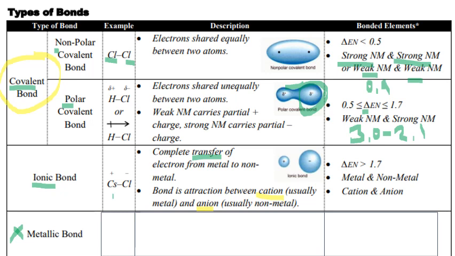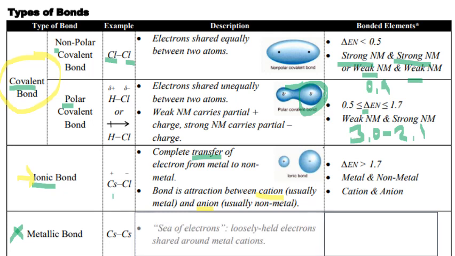A metallic bond, and again, I'm just going through this quickly. The ionic bond we already talked about. Metallic bond we haven't talked about before, but that's just when you have two metals. Cesium, Cs, is a metal. We know that because it's on the left side of the periodic table. And basically, it's a sea of electrons. They share those electrons very, very loosely. It's kind of like a utopia, right? And anytime you see a metal and a metal, that means it's a metallic bond.